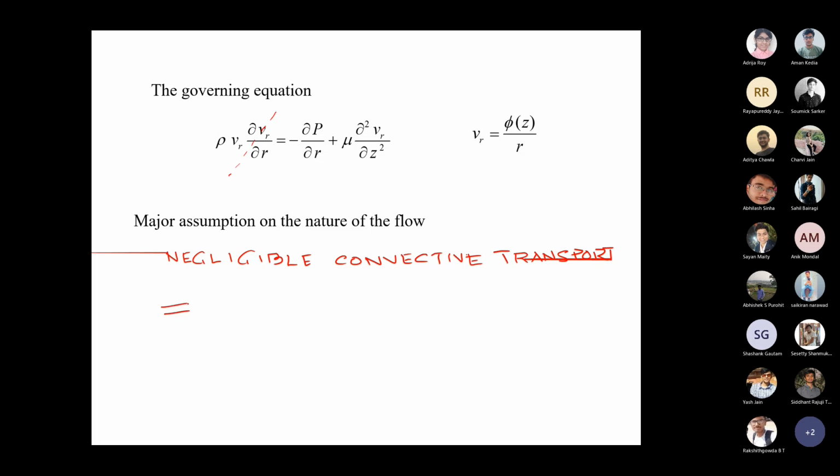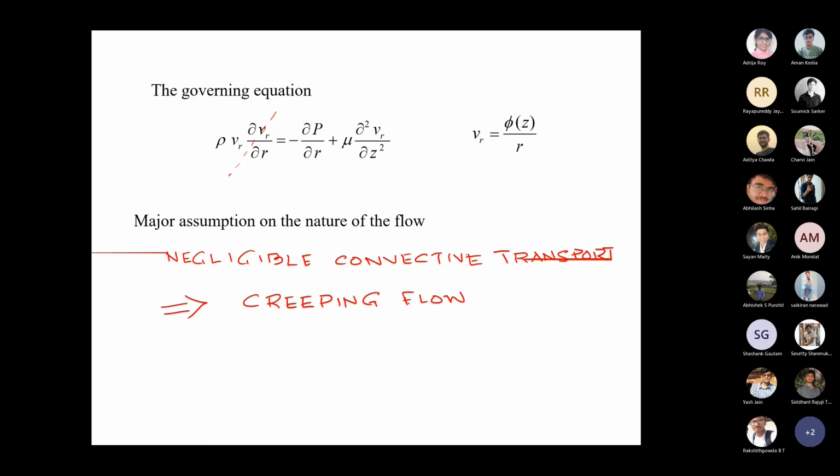And what is the name of this assumption? What kind of a flow is this called? If the convective part is rather small compared to the viscous part, this is known as creeping flow. So creeping flow is defined where you do not have any contribution from the convective part of the motion.